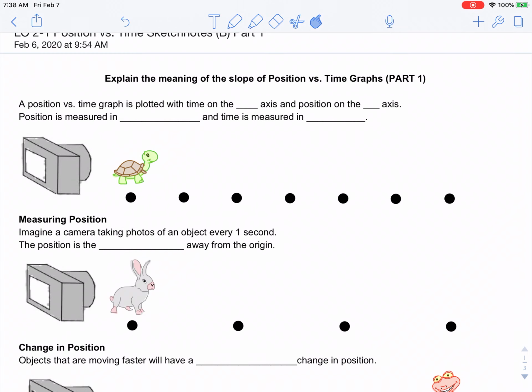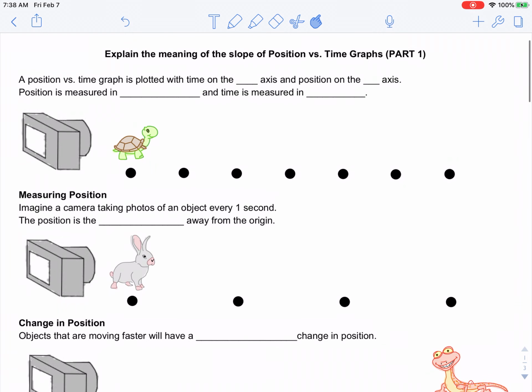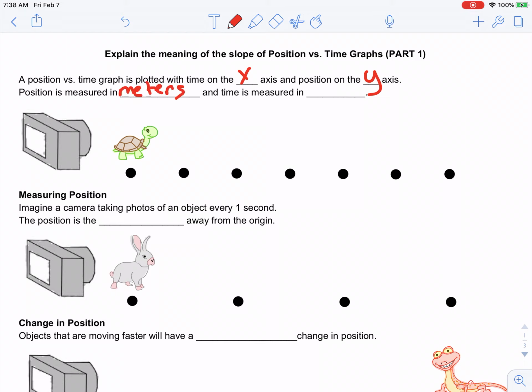All right, let's explain the meaning of the slope of position versus time graphs. This is part one. A position versus time graph is plotted with time on the x-axis, which is going to be at the bottom, and position on the y-axis. Position is measured in meters, and time is measured in seconds.